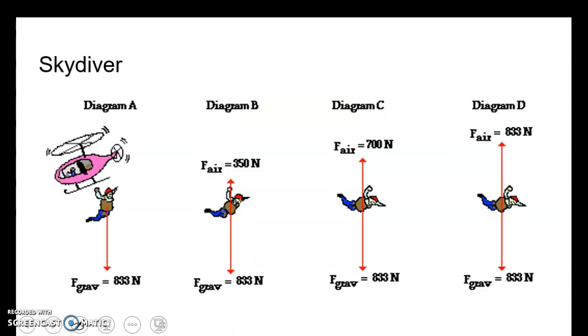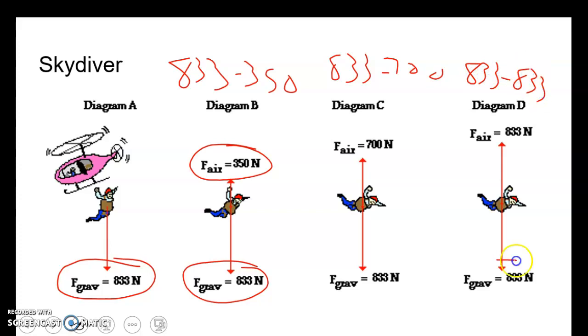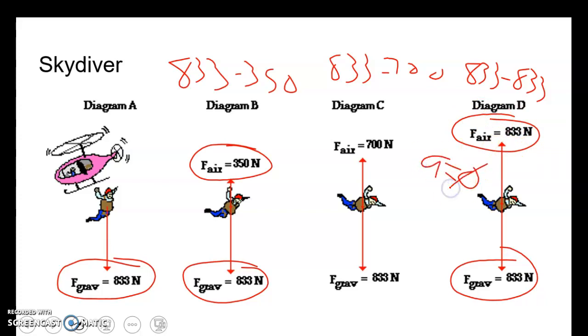A skydiver jumps out of a helicopter, force of gravity 833 newtons in free fall. But as we start to get ourselves situated, we start to develop air resistance. Now, we know that our net force is going to be 833 minus 350. Then it's going to be 833 minus 700, until at some point our force of gravity is counteracted by air resistance. When that happens, acceleration is equal to 0. When acceleration is equal to 0, that means our velocity is constant. And that will happen.